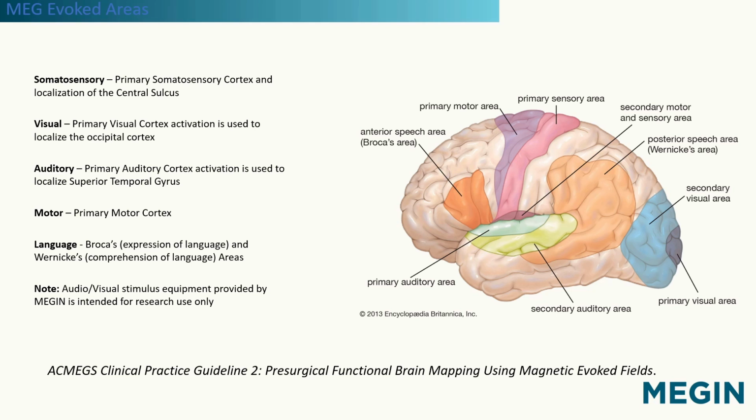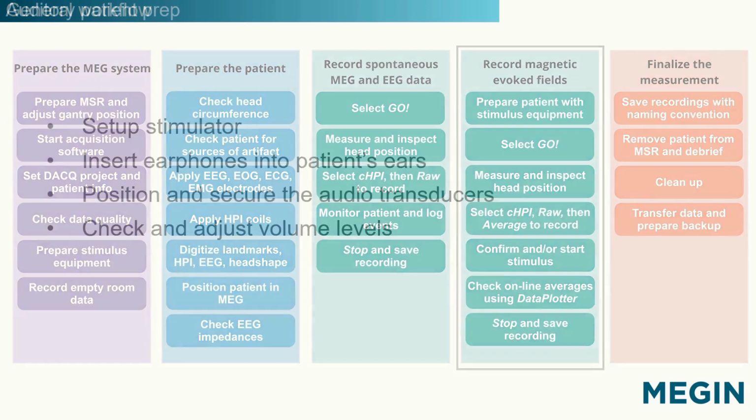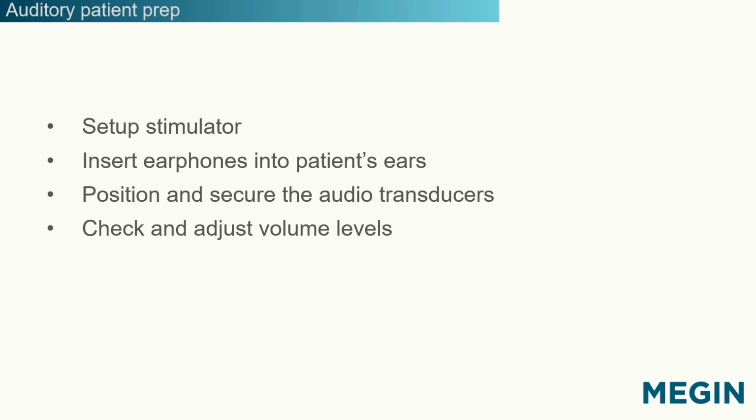Once the SNR is adequate, localization of neural sources can be performed. The protocols described here have been created in accordance with the recommendations in this guideline. In this module, we focus on auditory evoked fields, AEF. Here again is the general workflow for MEG data acquisition. This module will follow the workflow for recording magnetic evoked fields, particularly auditory evoked fields. The stimulus is typically a 1 kHz pure tone, but can also be spoken words or other stimuli presented during a language task.